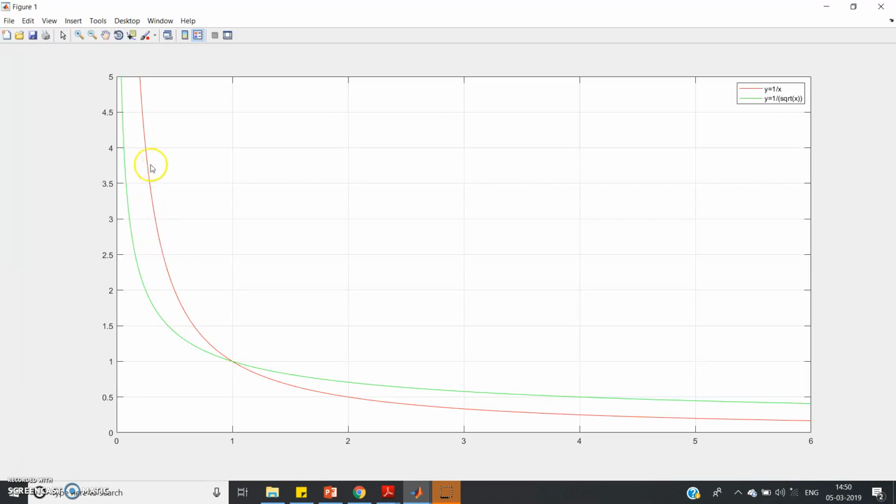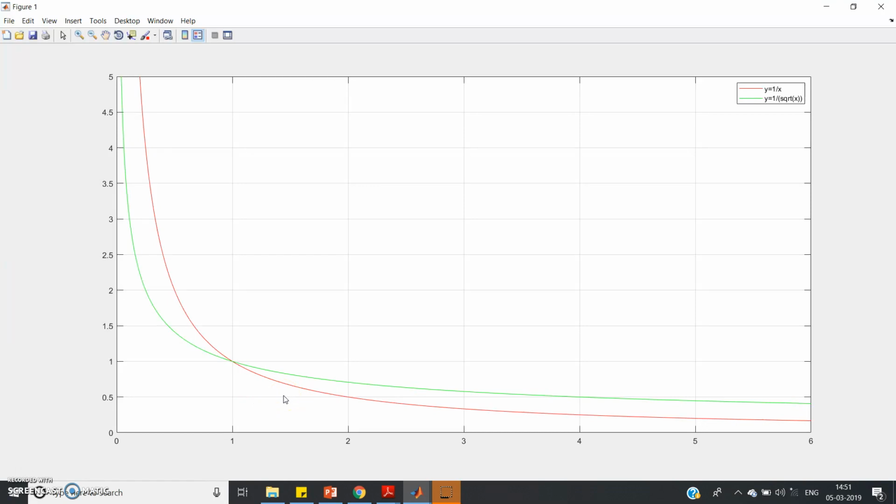Red color curve is basically y equal to 1 by x, and see it is changing very rapidly with increment or decrement in values of x. That means whenever x is changing, the rate of change of y equal to 1 by x is more compared to the rate of change of y equal to 1 by root over of x. That's what I want to show you.